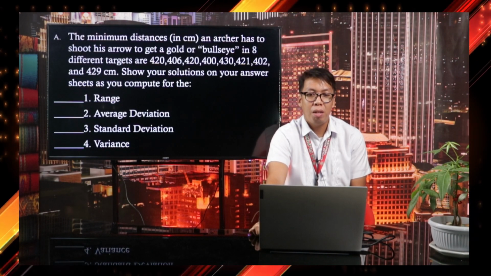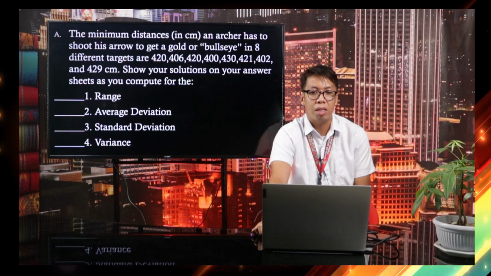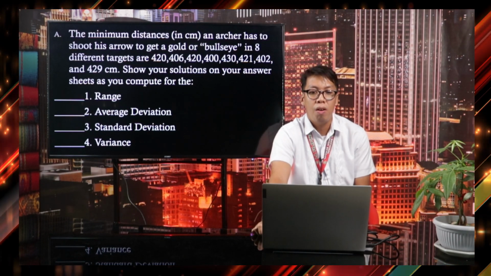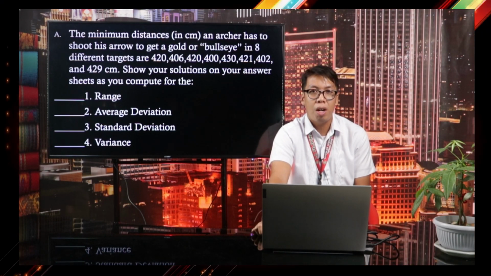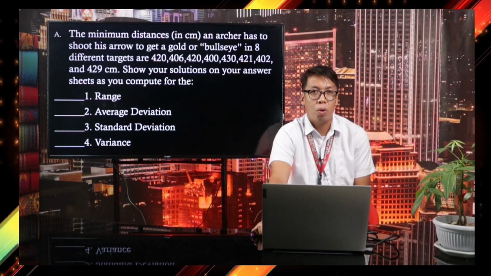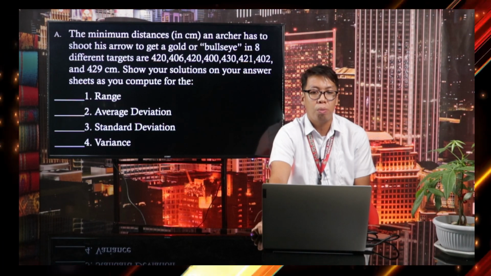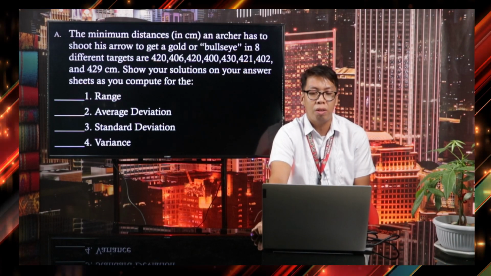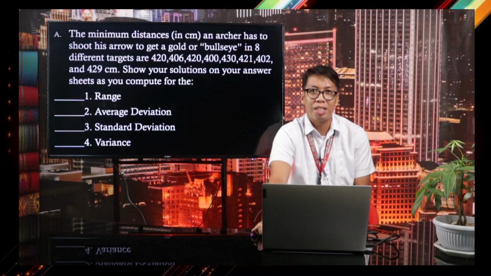For your assignment, the distances in centimeters an archer has to shoot his arrow to get a bullseye in 8 different targets are 420, 406, 420, 400, 430, 421, 402, and 429. Show your solutions on your answer sheets as you compute for number 1, range, number 2, the average deviation, number 3, standard deviation, number 4, variance.